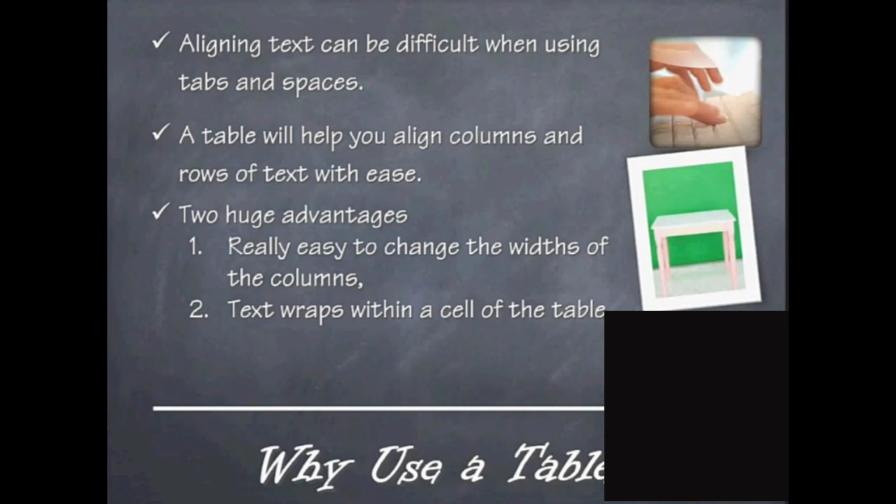Aligning text can be difficult when using tabs and spaces. As I mentioned, a table will help you align columns and rows of text with ease. A table has two huge advantages. Number 1, it's really easy to change the widths of columns. Number 2, text wraps within a cell of the table, so you can organize your information or data very easily and nicely.